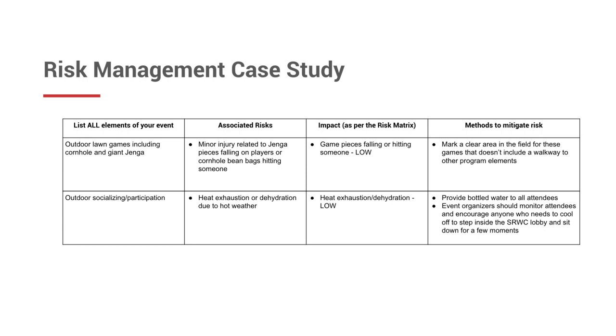The last program element on our risk mitigation plan is related to the heat early in the fall semester, which we note could cause heat exhaustion or dehydration. Based on the risk management matrix, we identify the level of risk to be low. Plans to reduce risk include providing water to attendees. In addition, organizers will keep note of anyone who looks like they may be feeling the negative effects from the heat and bring them inside to sit down in the SRWC lobby until they cool off.